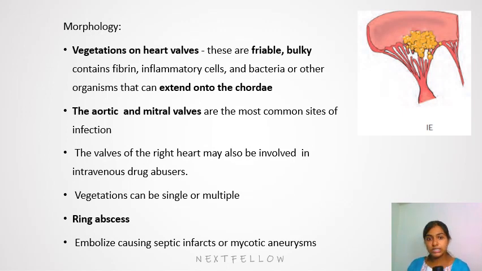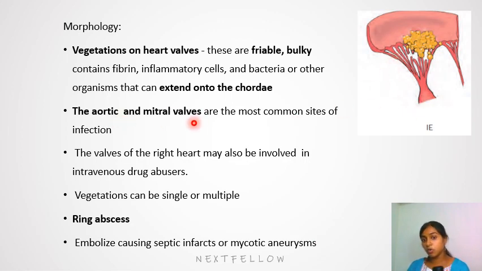So the morphology seen in infective endocarditis is vegetation on the heart valves, and this vegetation is friable and bulky, and they extend even to the chordae. As they are friable, this increases the chance of embolism. So they may embolize to other organs causing septic infarcts, or they can also cause mycotic aneurysms. So the most important valves involved are the aortic as well as the mitral valve.